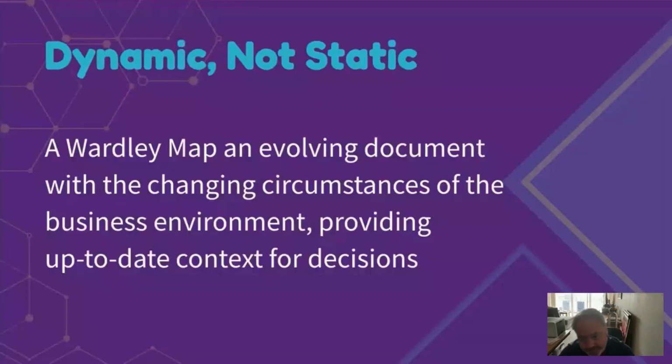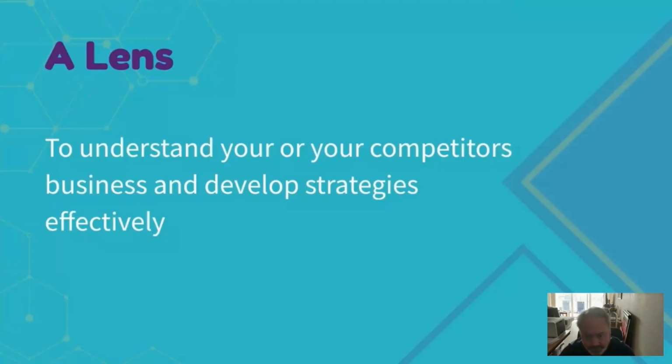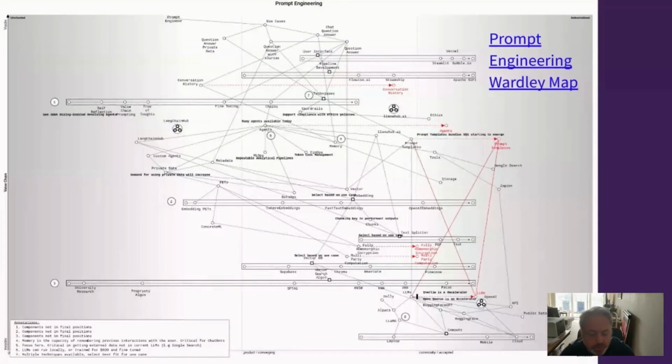It also helps anticipate change. Because the world changes all the time, the map needs to change. You need to keep it iterated and keep it updated. And it gives you a lens to look at your competitors as well, and we'll do a bit of that. So this is a very big map. It's very complicated. It covers prompt engineering, and we'll just talk through it step by step. Later, you'll get the slides. I'll tweet them anyway, but you can have a look at this map and play with it yourself.